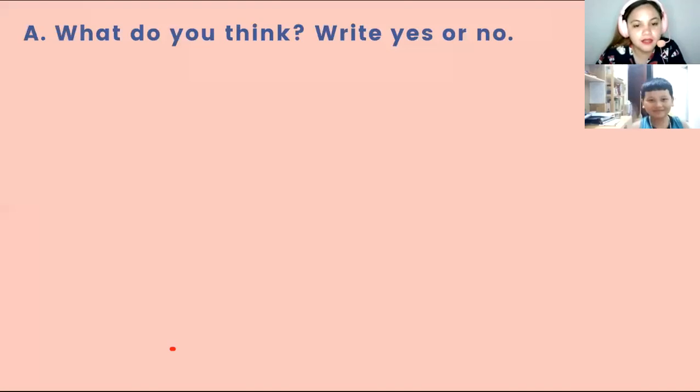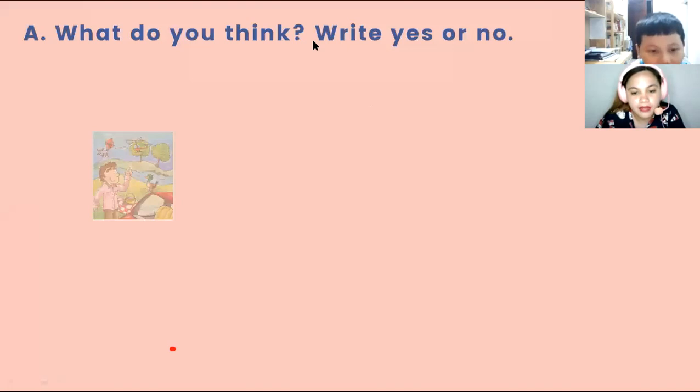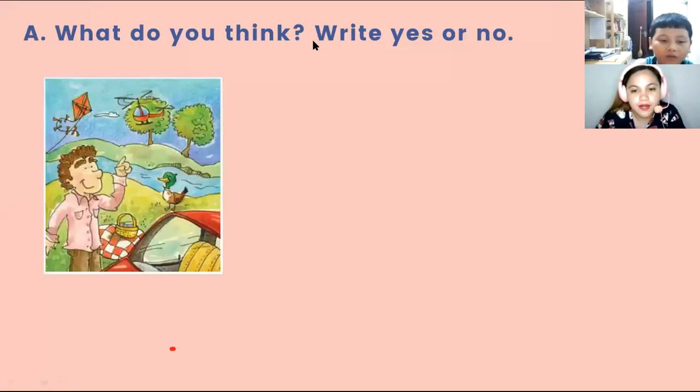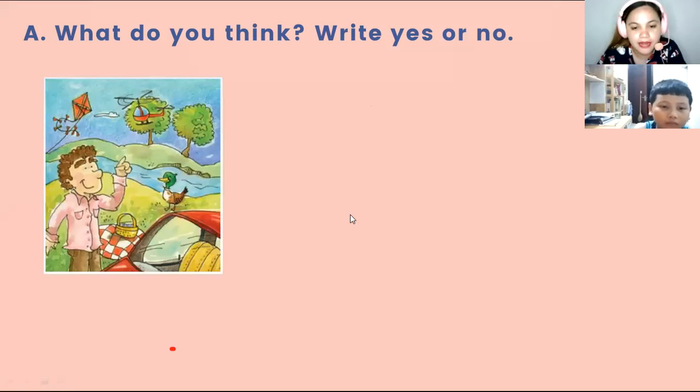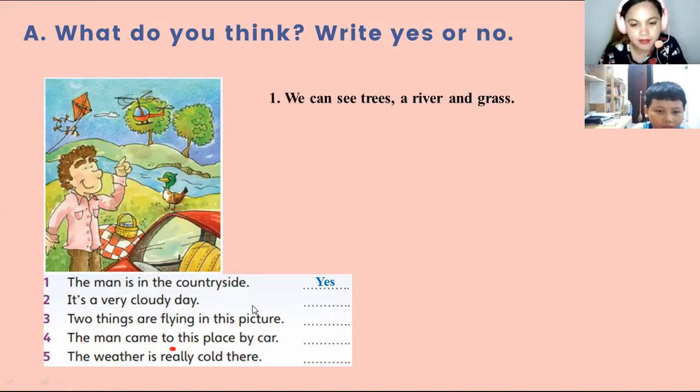Okay, now let's answer activity letter A. What do you think? Yes or no? All right, look at the picture. So you tell me if it's yes or no. Number one, the man is in the countryside. Yes or no? Yes. Okay, in number one, the answer is yes because we can see some trees, a river, and grass. Number two, it's a very cloudy day.